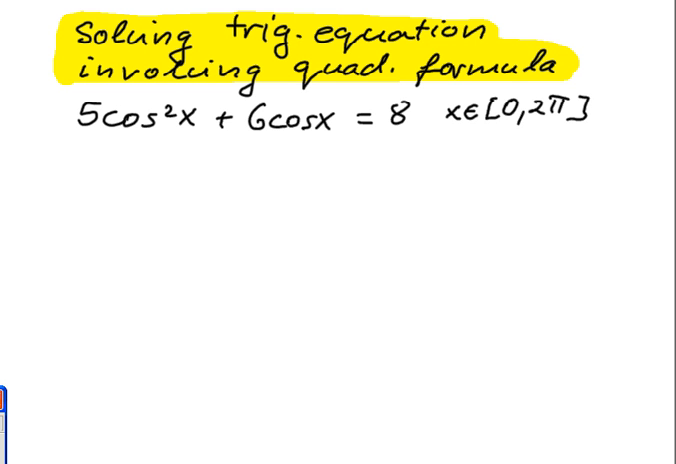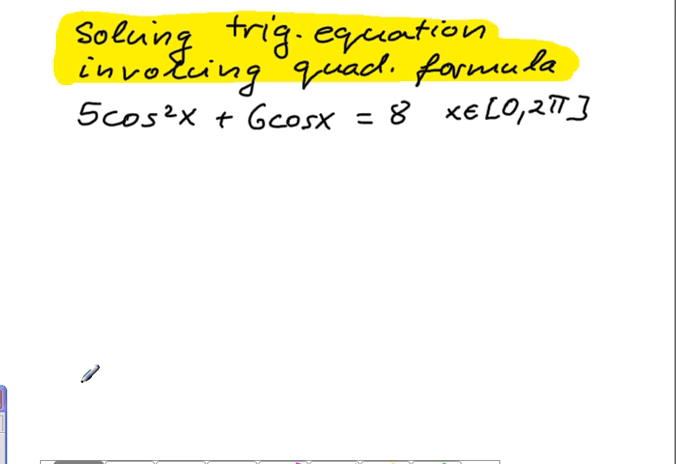All right, solving trigonometric equation involving quadratic formula. As you may see, not every single quadratic, second degree trigonometric equation may be simply solved by factoring. So this is why you have to be aware of the application of quadratic formula.